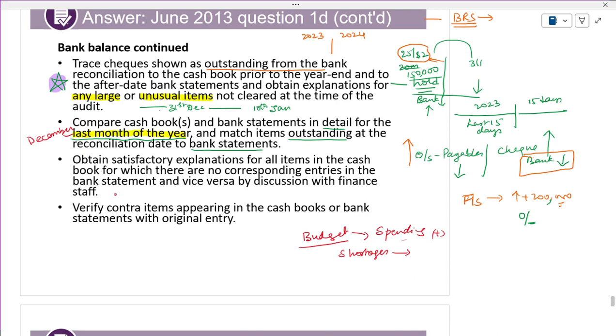Fine. Obtain explanation for all cash book entries which have no corresponding entries. It will not happen, understand? Extreme cases. Now the things are there, you will not have, but you have to write. Okay? This is all what we are talking about theoretically. If there are no corresponding entries in the bank statement and vice versa, by discussing with the finance, obtain a satisfactory explanation for all items in the cash book for which no corresponding entries, meaning debits and credits, are not there. That never happened.